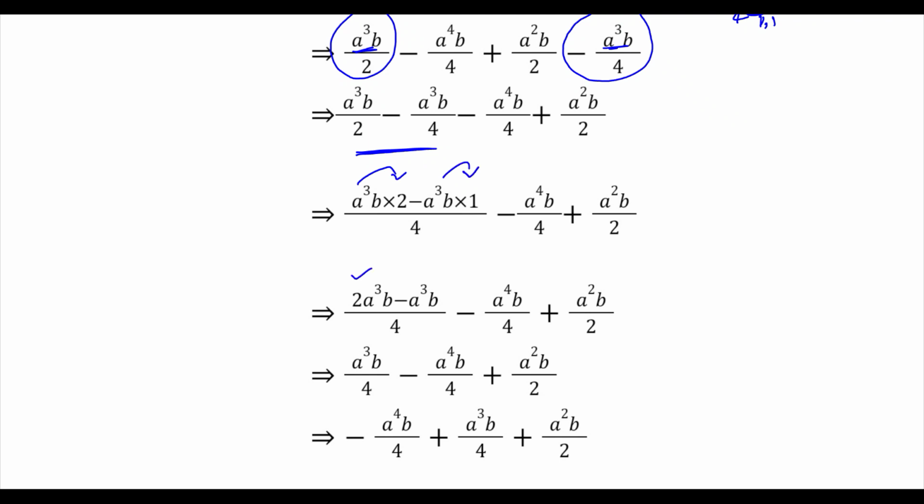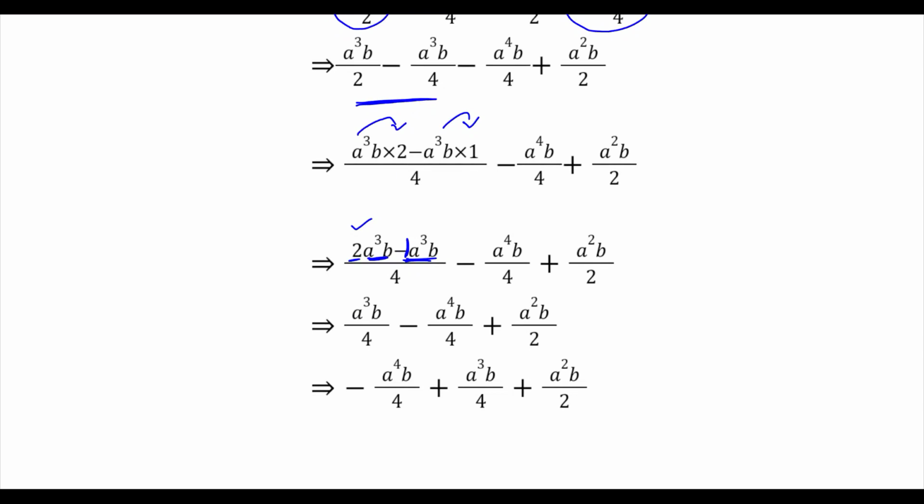A cube b into 1 will be just a cube b. All right, so this is what it has become, 2 minus 1, because look, they're the same, a cube b, a cube b. Remember, 1 is here, right? 2 minus 1 will simply be 1, but I'm not going to write down this 1 here. I'm just going to simply write it down, a cube b divided by 4.